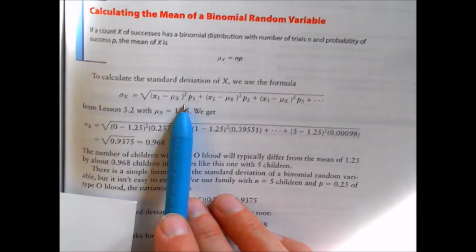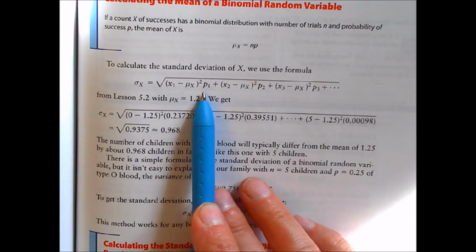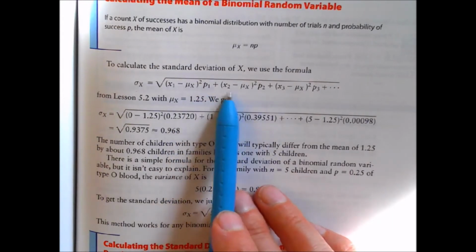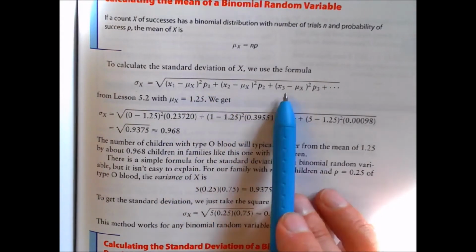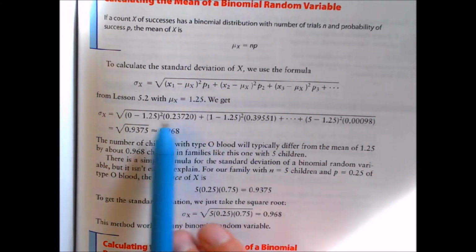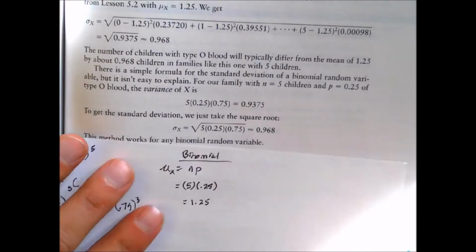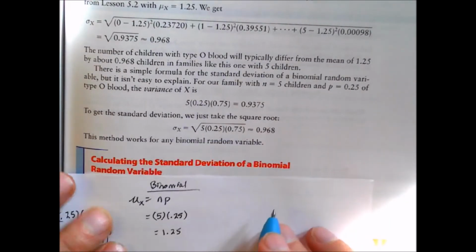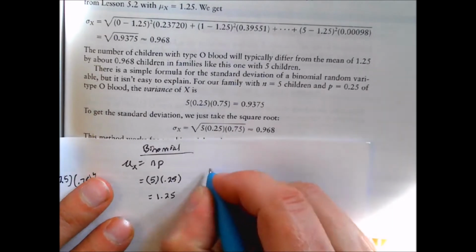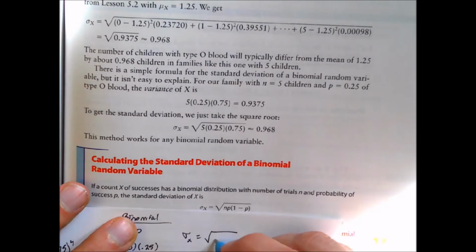Okay? Now for standard deviation. Remember, for standard deviation, we took the value minus the mean, squared, times the probability, and we did that for each thing. We kept going, and then we took the square root of the whole thing. Now, you could do it that way, or we have a quick formula we can use. If it's binomial, the formula is the square root of n times p times 1 minus p.